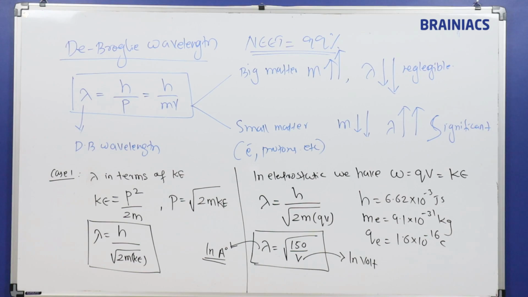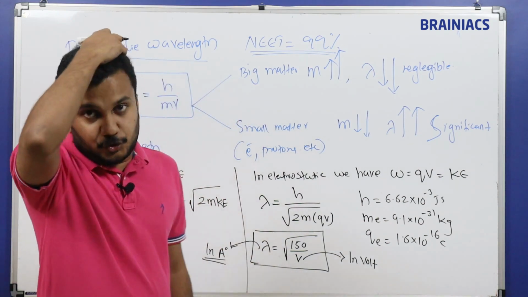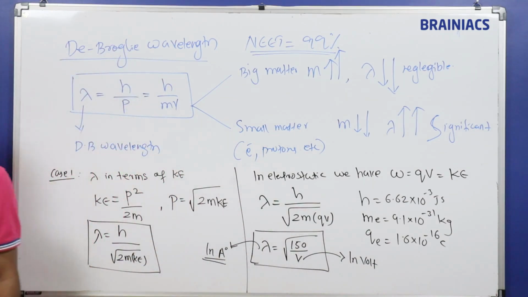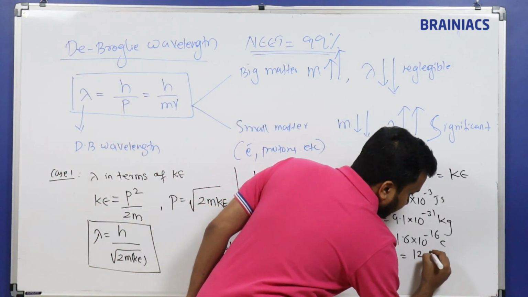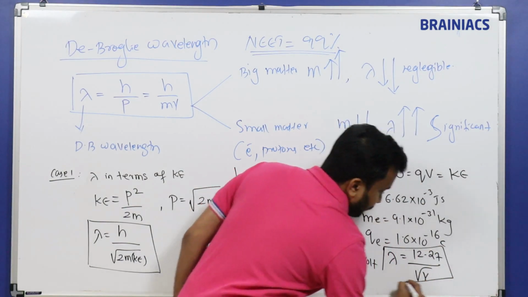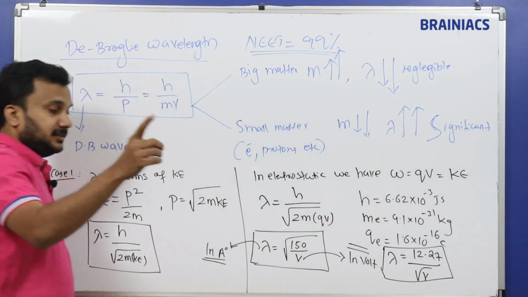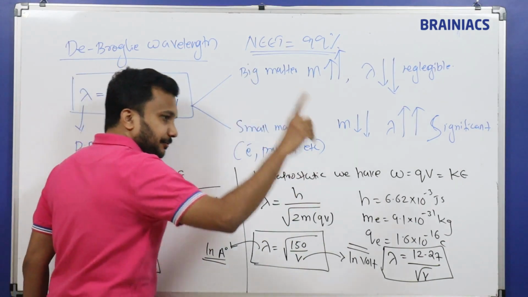You can also write root of 150 divided by root V. What is 12 square? 12 square means 144. So root of 150 means approximately 12.27. So this can be written as 12.27 divided by root V. You can also write the equation like this. These are the same. Very important.